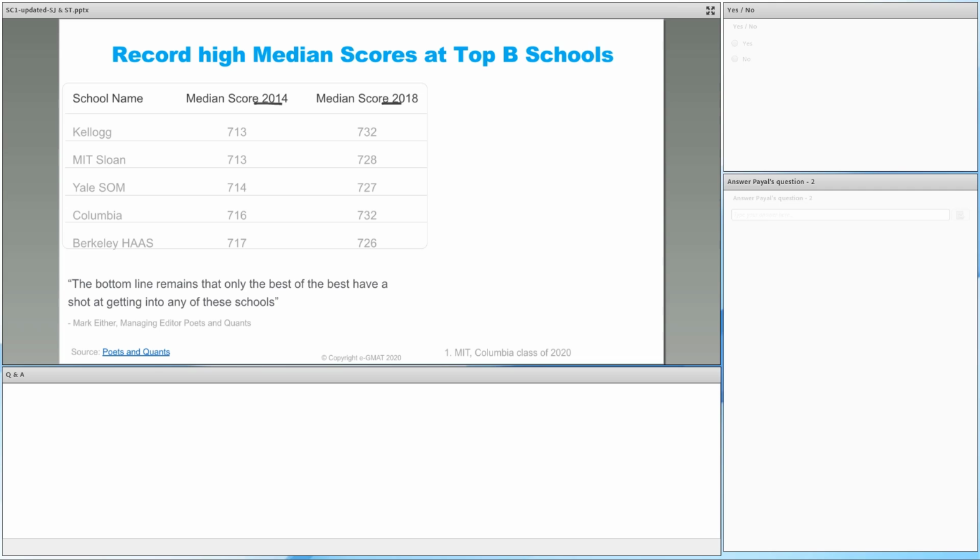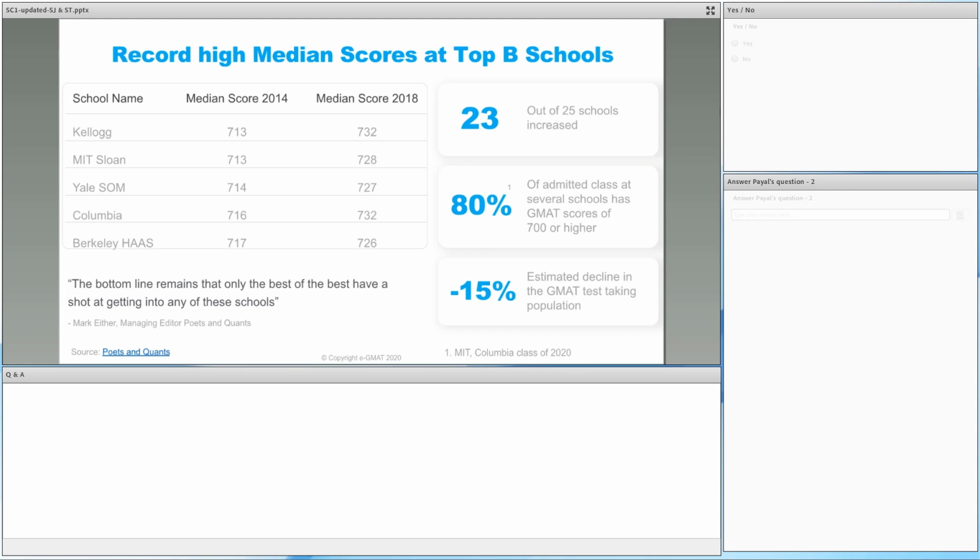And you can see that over a 5 year span, you have almost a 20 to 25 point increase in the scores that the top B schools are considering recently. The two things you would notice here is there's no Harvard or Stanford, primarily because even in 2014 they were in the 730 zone.